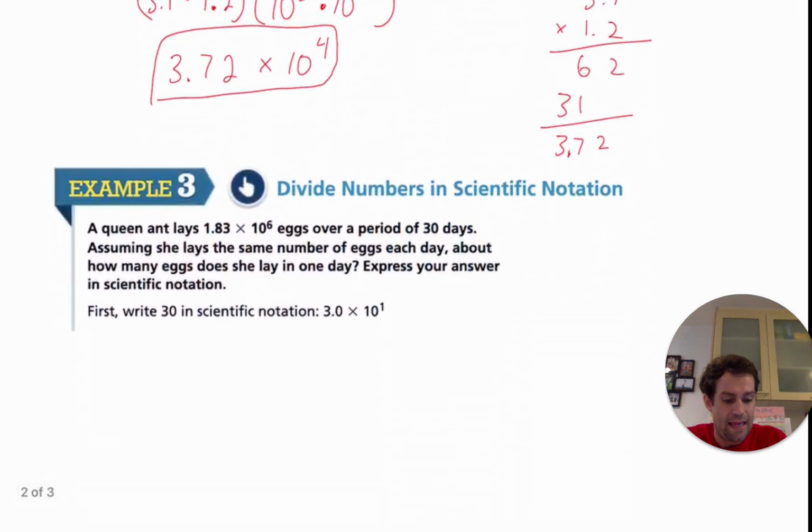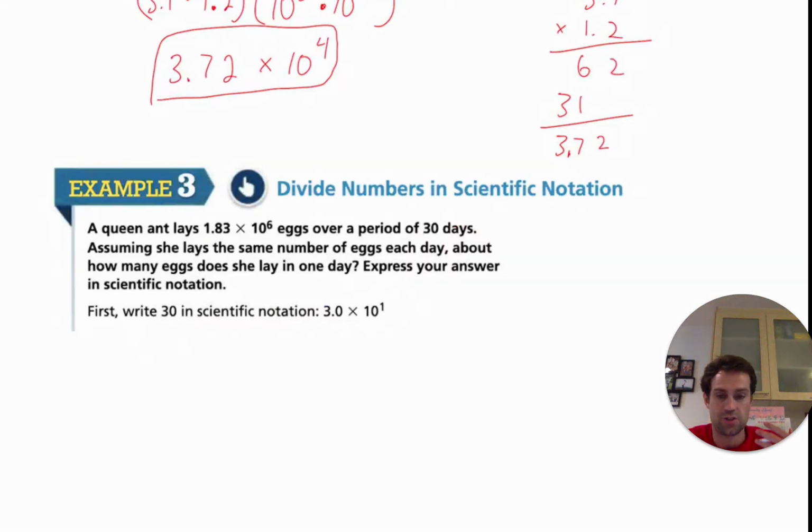All right, a queen ant lays 1.83 times 10 to the power of 6 eggs over a period of 30 days. Assuming she lays the same number of eggs each day, about how many eggs does she lay in one day? Express your answer in scientific notation. So first write 30 in scientific notation. So we want to write 30 into scientific notation.